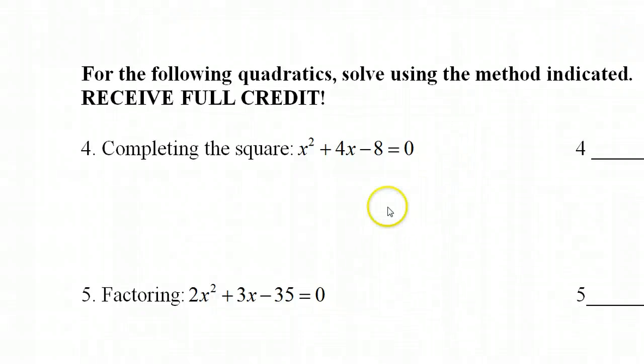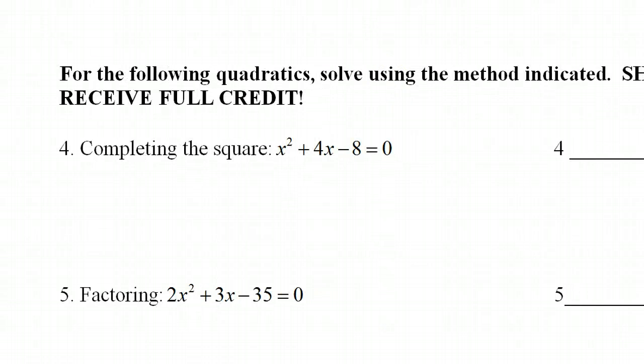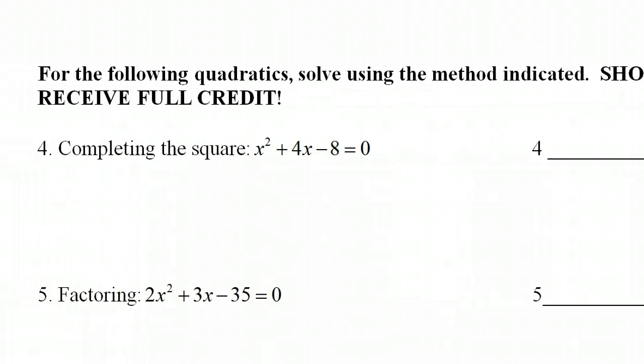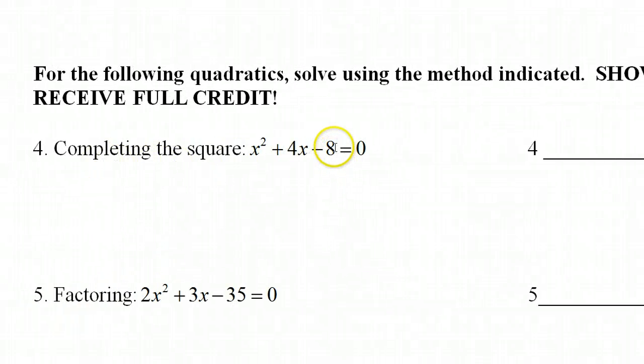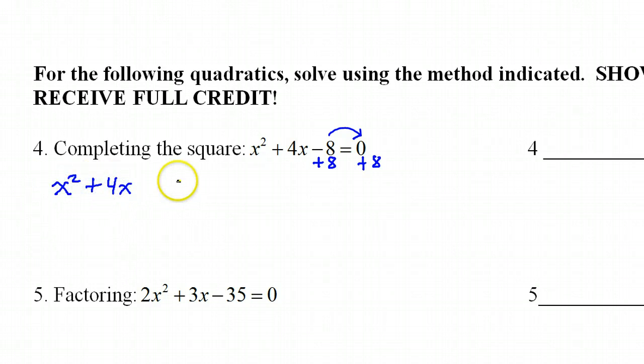Okay. For the following quadratics, solve using the method indicated. Got to show your work. Alright, for this one we are supposed to complete the square. Completing the square involves a very special number being right here, and this is not it. So we are going to add 8 to both sides. That's going to give us x squared plus 4x, leave a space, is equal to 8, because those canceled out.